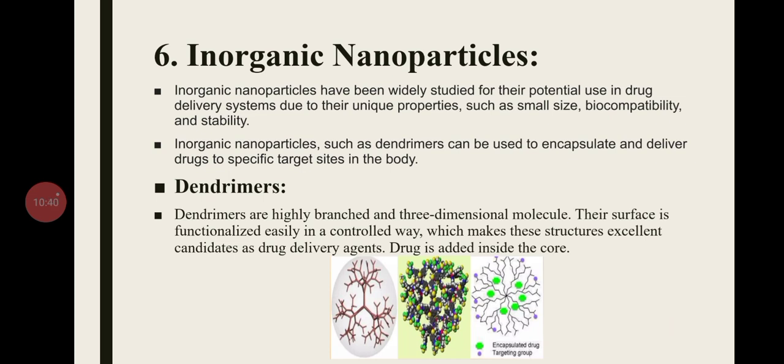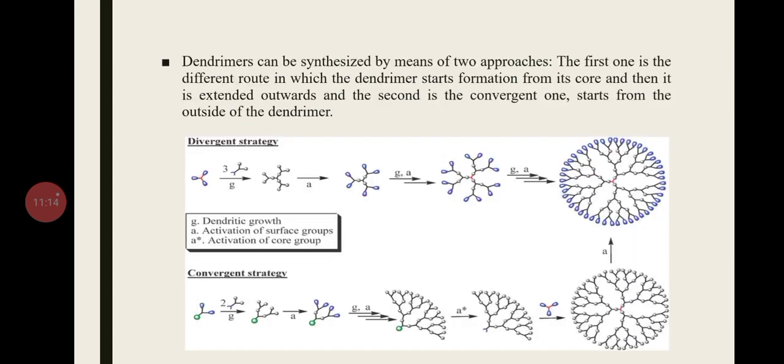The next is the inorganic nanoparticles. Inorganic nanoparticles have been widely studied for potential use in drug delivery systems due to their unique properties such as small size, biocompatibility, and stability. Inorganic nanoparticles such as dendrimers can be used to encapsulate and deliver the drug to a specific target site inside the human body. Dendrimers are highly branched, three-dimensional molecules, and their surface is functionalized easily in a controlled way, which makes these structures excellent candidates as drug delivery agents, and the drug is added inside the core of the dendrimer.